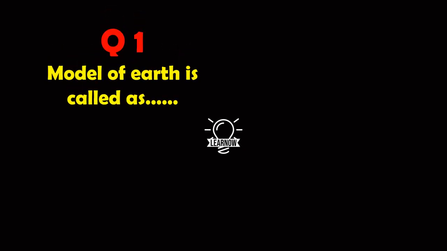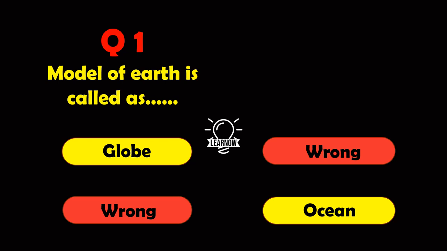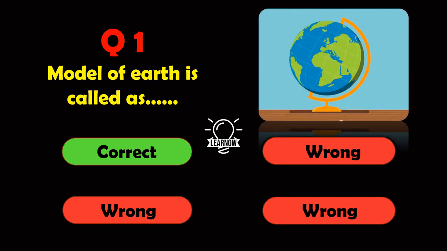The first question is, model of the earth is called as dash. Here are the options. Let's find out the correct answer from these. Option first, globe, then continent, map, and ocean. Is it map? No, map is wrong. Is it continent then? Continent is also wrong. Is ocean the correct answer? Ocean is also wrong. That means the correct answer is globe. We all know that the model of Earth is called a globe. As you can see in the picture also, it is a globe. All right, we'll move on to the next question.